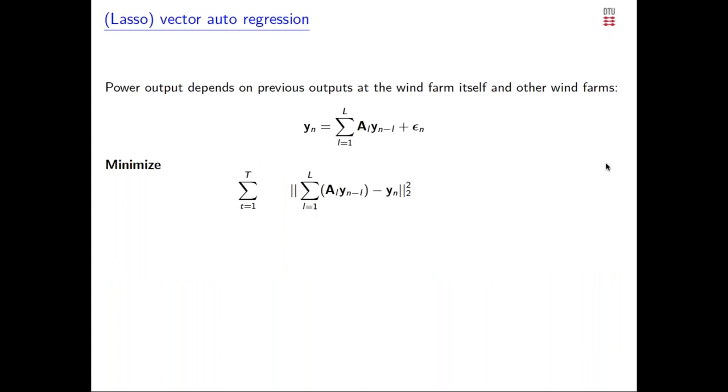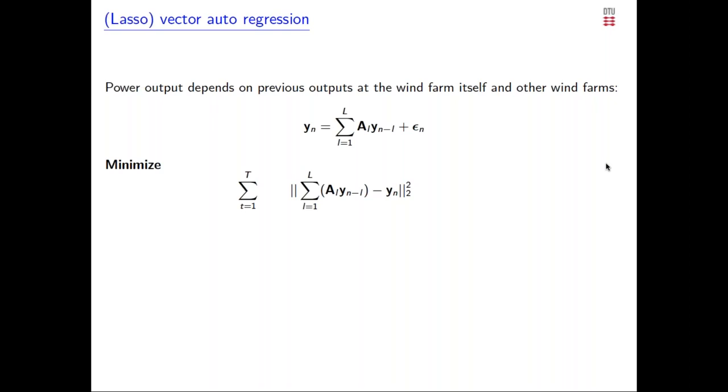All right, so let's start from the definition of this vector autoregressive model I explained to you earlier. This Y here is a vector of measurements, power measurements at wind farms, for instance. So let's say 100 wind farms. And we say that what we observe at a certain time is linearly dependent on what we observed at previous times for all these wind farms.